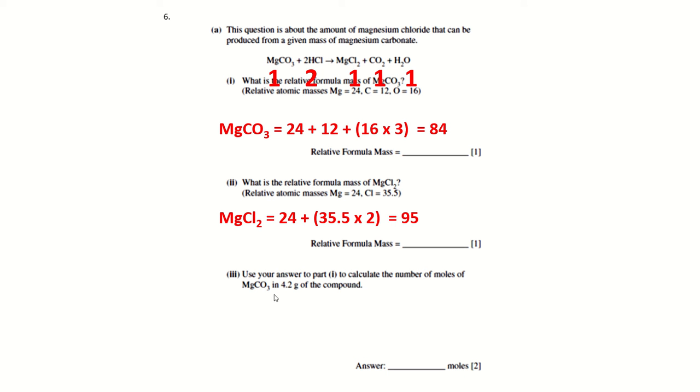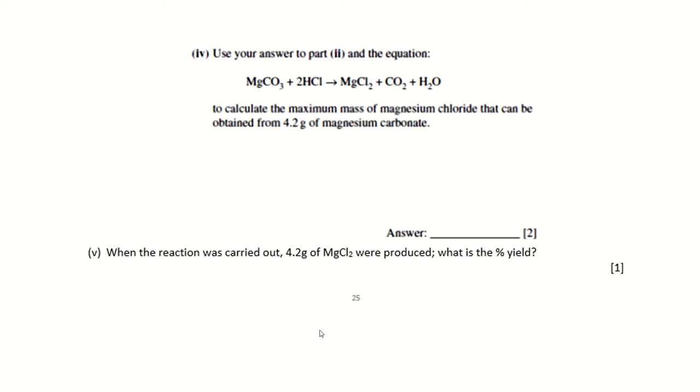Then the number of moles of magnesium carbonate. Now we'd worked out here that 1 mole was 84. So use that little equation, N equals M over RFM. So the RFM is 84. So 4.2 divided by 84, and that gives us 0.05 mole. Then we had to use that answer, 0.05 mole, to calculate the maximum mass of magnesium chloride that can be produced from 4.2 grams of magnesium carbonate.